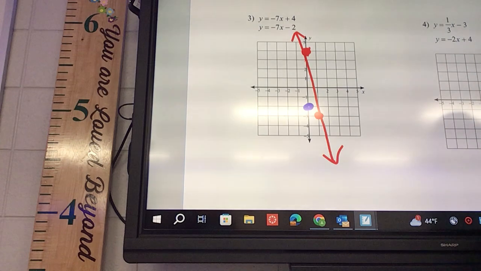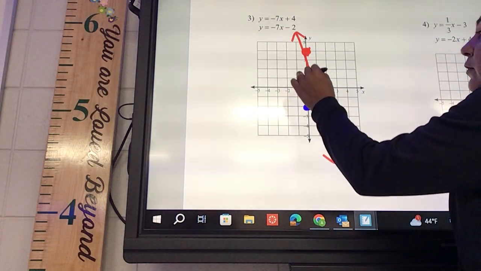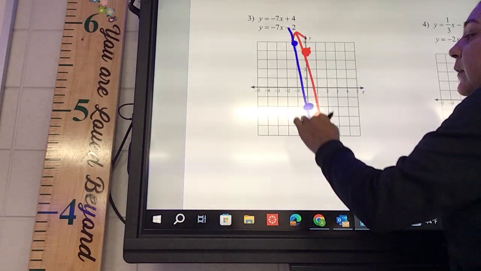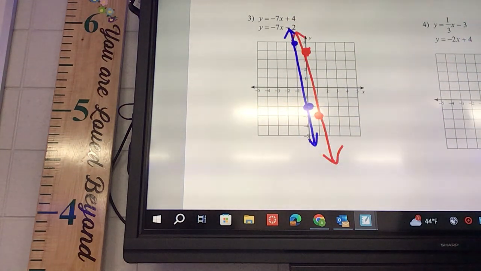Okay, line 2 starts out at -2. Okay, and again, we're going to go up 7 over 1. 1, 2, 3, 4, 5, 6, 7 over 1. Okay. Where do those intersect? They don't. They do not.